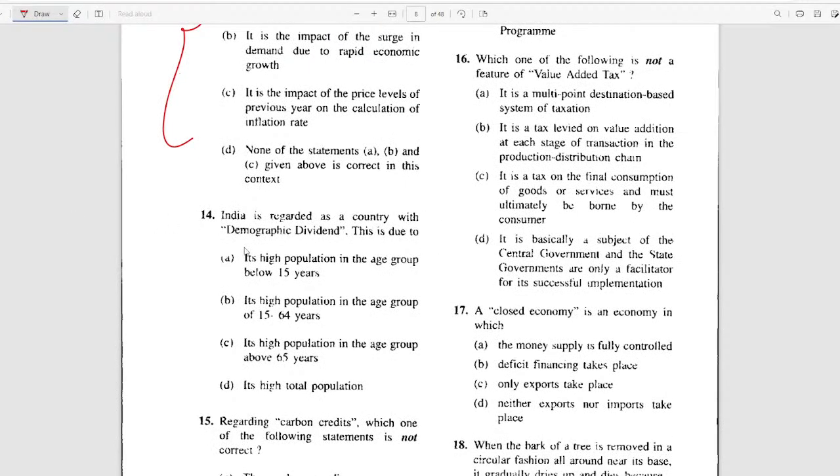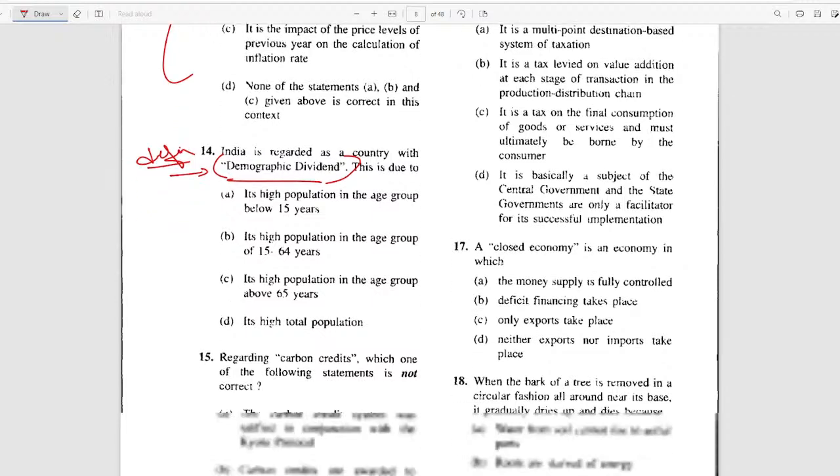Then, India is regarded as a country with demographic dividend. This is due to... This is a very basic and conceptual question. It attacks the very definition of demographic dividend. So you have to understand what demographic dividend is, how it is useful, and how India benefits from it. That's more than enough. If you learn the definition and the reason why India is regarded as a country with demographic dividend, that is just enough.